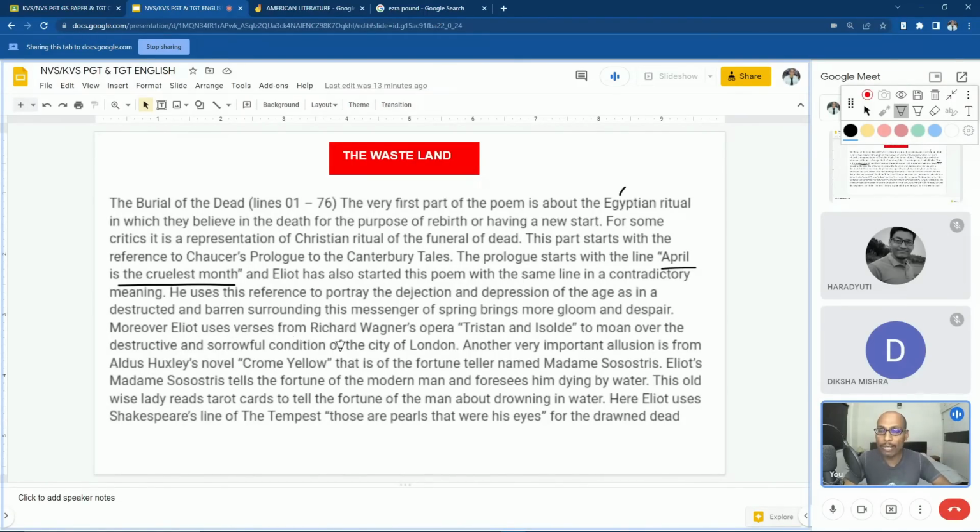Moreover, Eliot uses verses from Richard Wagner's opera Tristan and Isolde to mourn over the destructive and sorrowful conditions of the city of London. Another very important allusion is from Aldous Huxley's novel Crome Yellow, that is of the fortune teller named Madame Sosostris. Eliot's Madame Sosostris tells the fortune of the modern man and foresees him dying by water. This old wise lady reads tarot cards to tell the fortune of the man about drowning in the water, Phoenician sailor. Here, Eliot uses Shakespeare's lines from The Tempest, those are pearls that were his eyes, for the drowned dead. But the Phoenician sailor who was drowned will emerge alive in the fourth part.